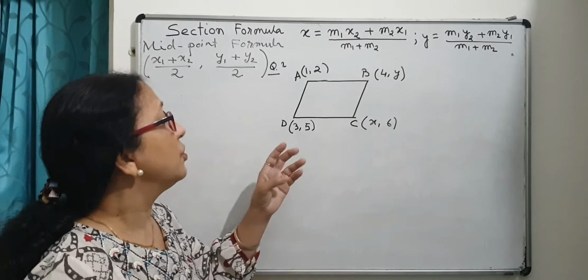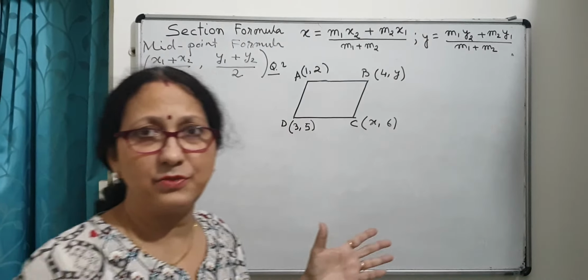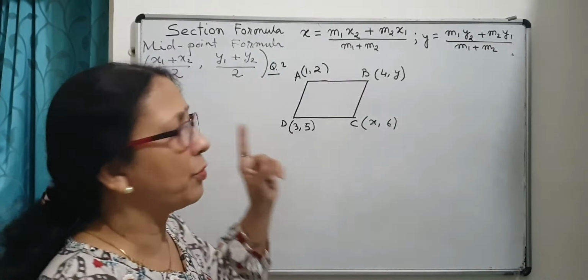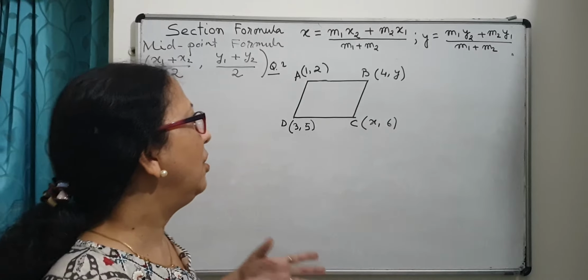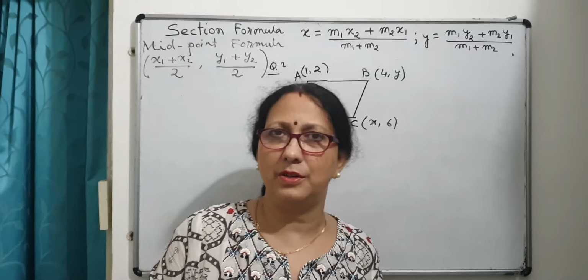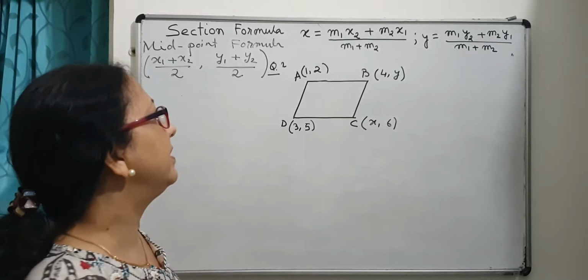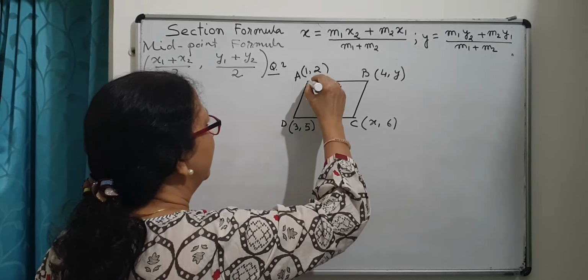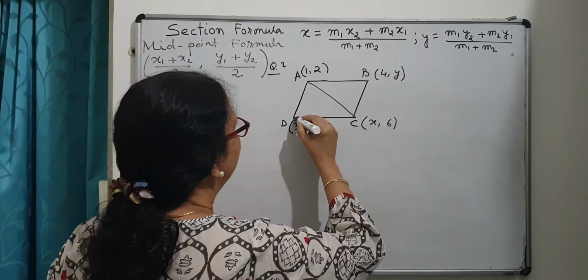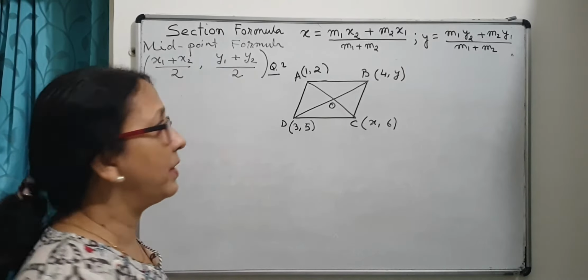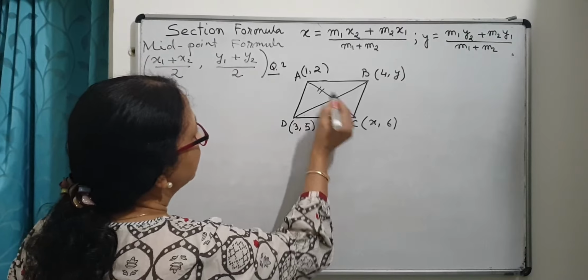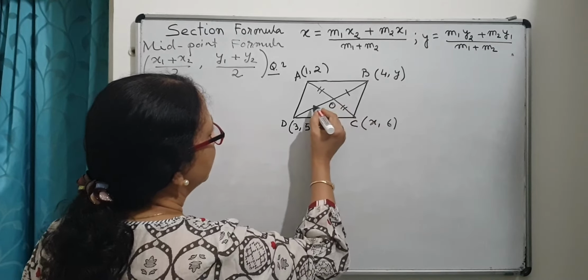So we always try to avoid the distance formula. We won't go for the property where opposite sides are equal, because we would have to use the distance formula. Instead, we use another property of a parallelogram: the diagonals of a parallelogram bisect each other. That means AO is equal to OC and OB is equal to OD.